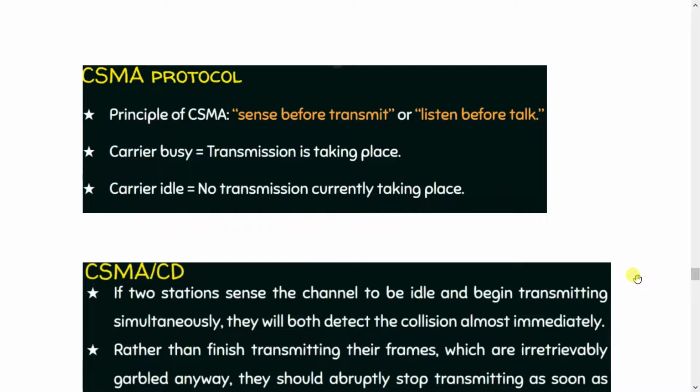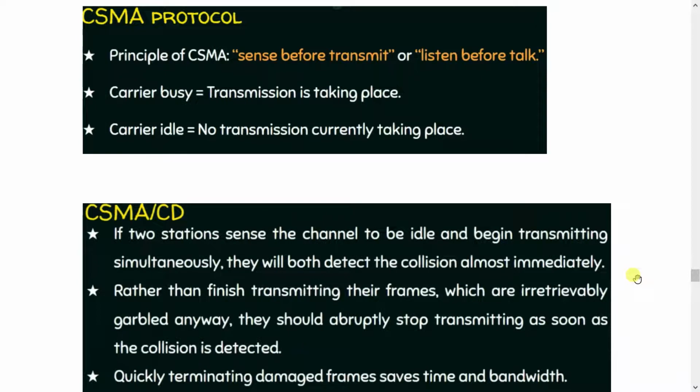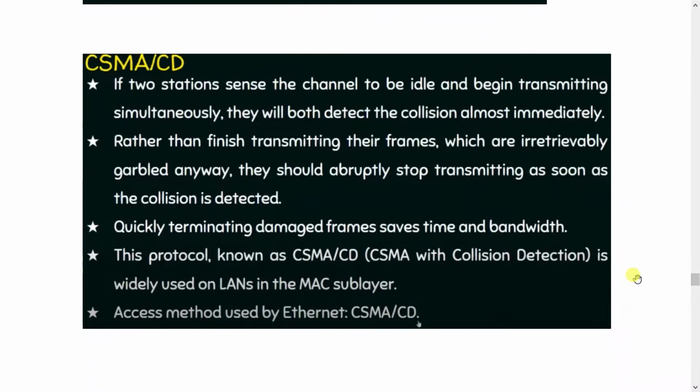We know that the CSMA protocol works according to the principle of sense before transmit, or listen before talk. Carrier busy, transmission is taking place; carrier idle, it means no transmission is currently taking place. So let's get started with CSMA's collision detection.